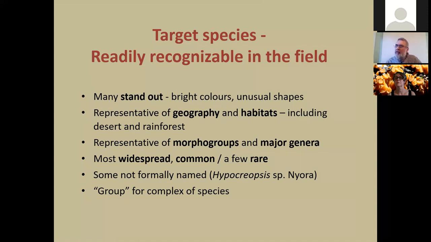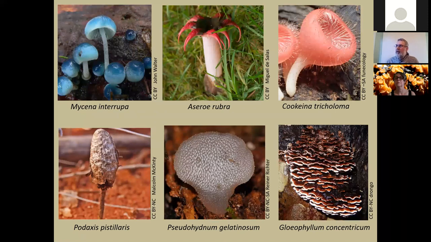So among those early target species were things like Mycena interrupta. It's bright blue. There is nothing else like that that grows on wood. Aseroe rubra, the wonderful anemone stinkhorn. Again, really distinctive, and the smell as well is something intriguing.